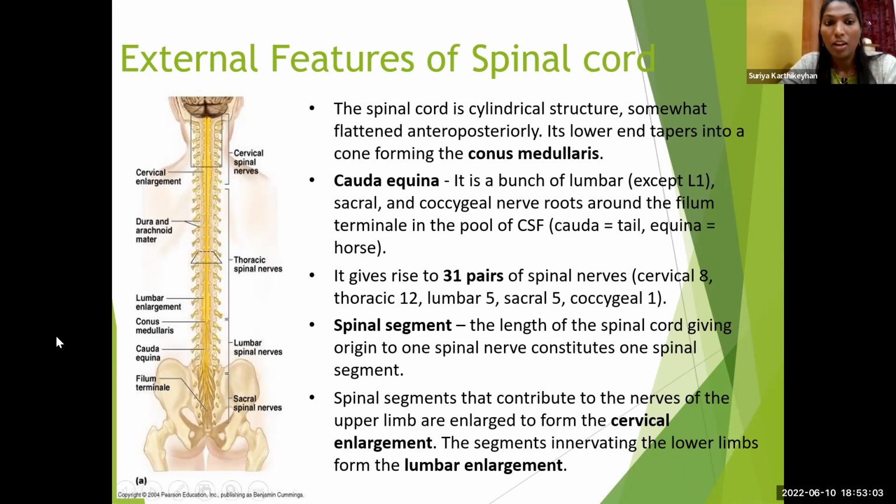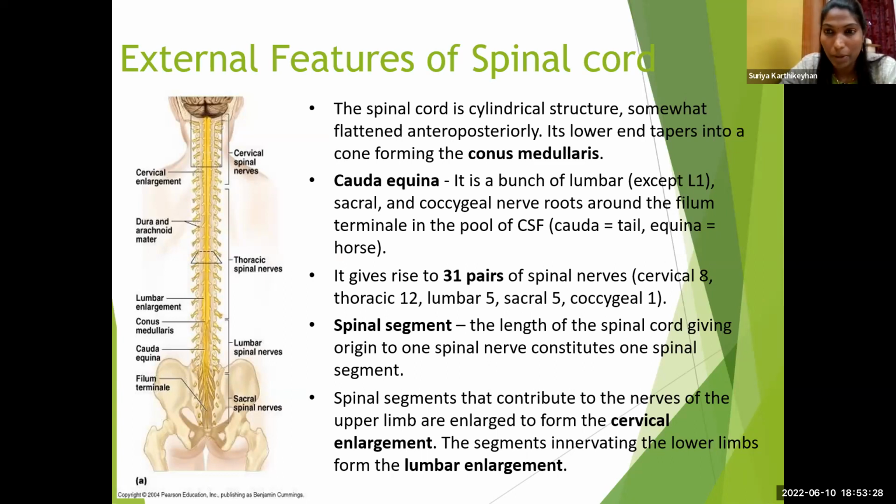So how many pairs of spinal nerves are there? We all know we have 31 pairs of spinal nerves. There are 8 cervical, 12 thoracic, 5 lumbar, 5 sacral, and 1 coccygeal spinal nerves. Cranial nerves means there are 12 pairs of cranial nerves. Spinal nerves means there are 31 pairs: cervical 8, thoracic 12, lumbar 5, sacral 5, and 1 coccygeal.